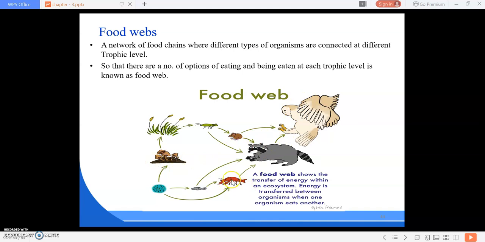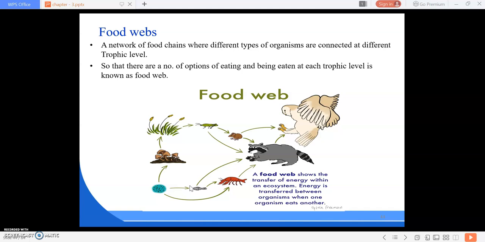So the crabs, the prawns, the fishes, they also eat the phytoplanktons, and again it is eaten by our cat, and the cat is again eaten by our vulture. So here we studied that there are several organisms of a higher trophic level.